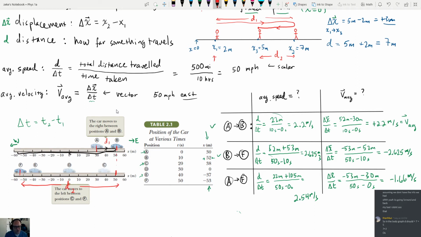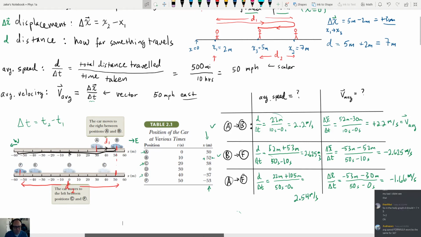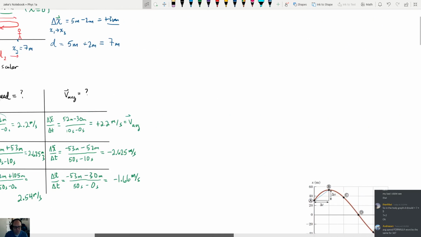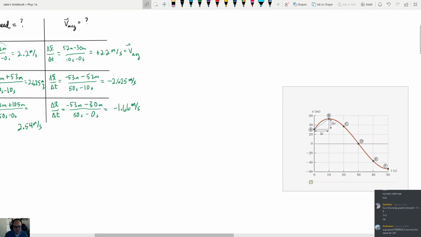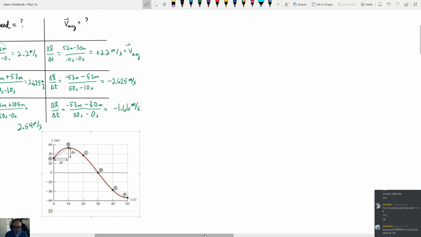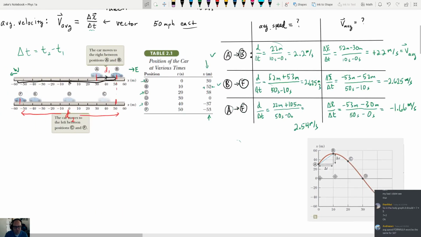Okay, so the next place to go from this... Oh, I guess we can look at this picture just to show something real quick. So we can also plot what this car is doing. The average speed formula is the same in 3 dimensions, and so is the average velocity formula, Andrew. They don't change.